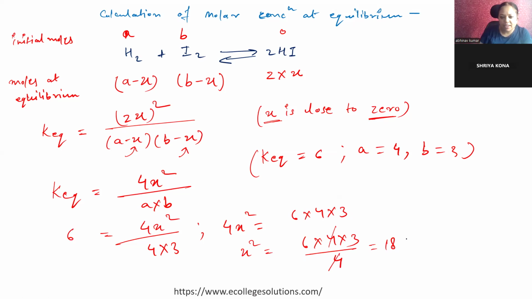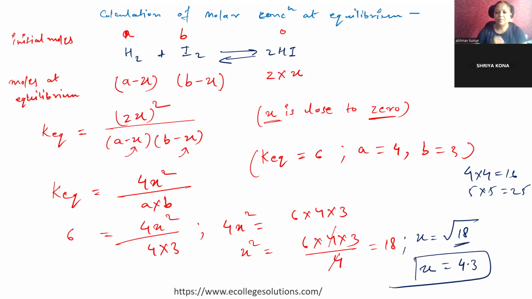So x is equal to under root 18. And because 4 times 4 is equal to 16, and 5 times 5 is equal to 25, 18 lies between 16 and 25, but near to 4. So approximately the value will be around 4.2 or 4.3, you can say. Simple. Should I go to the next slide?